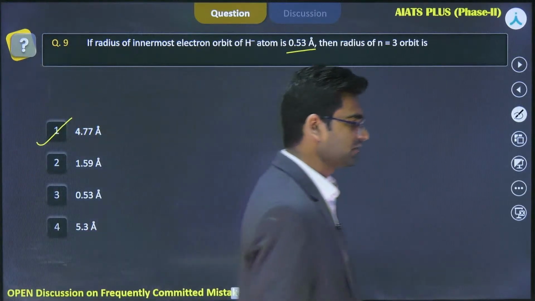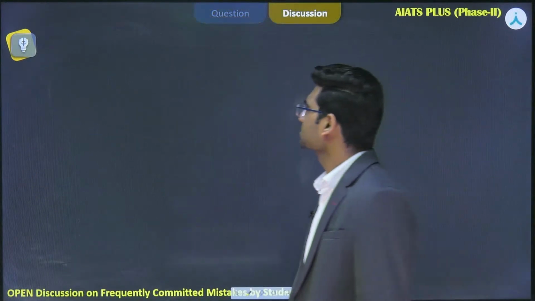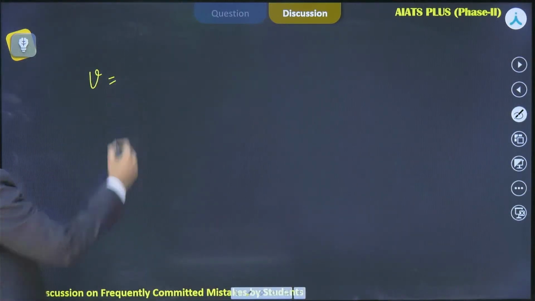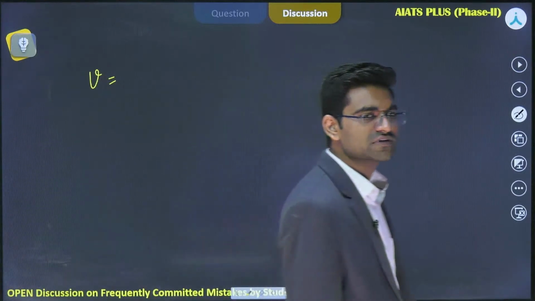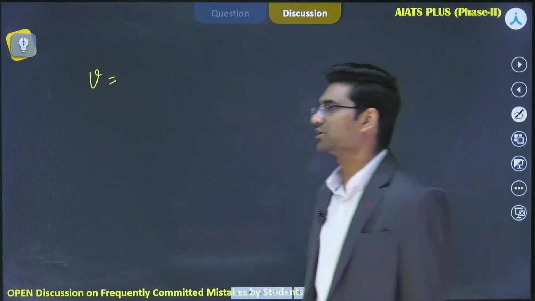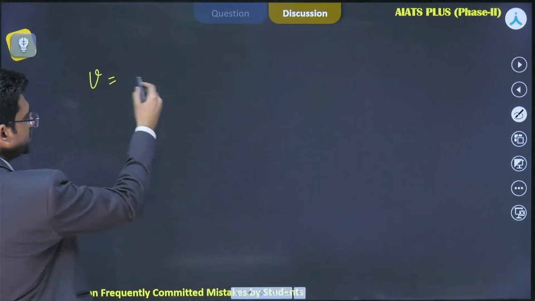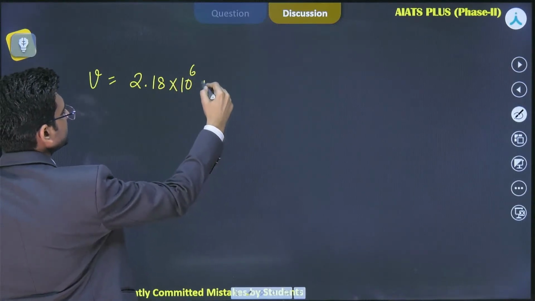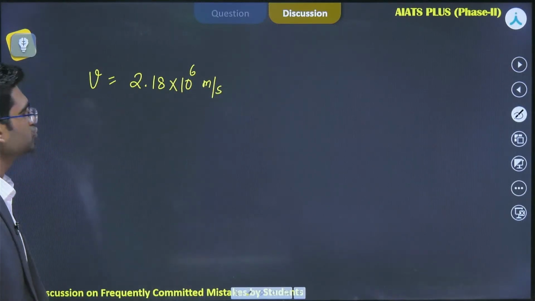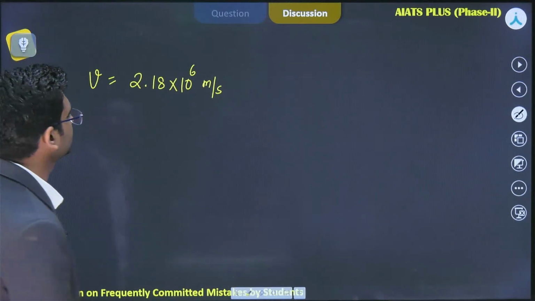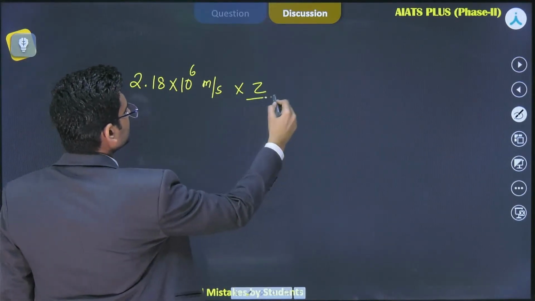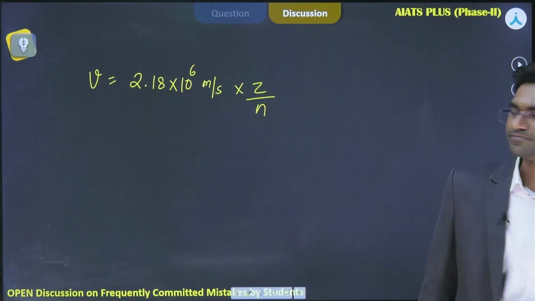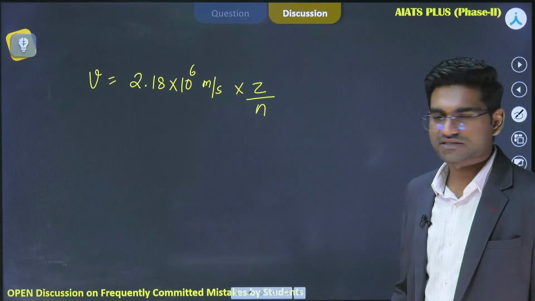So we know the formula of radius now. Now what else we can do in this question? So you know the electrons in orbits move with some velocity or some speed, right? And what is the formula of that? So V is equal to V naught, that is equal to 2.18 into 10 raised to power 6. Again, unit is very important, okay? So this is 2.18 into 10 raised to power 6 meter per second into Z by N. Z is again the same atomic number and N is the orbit number.